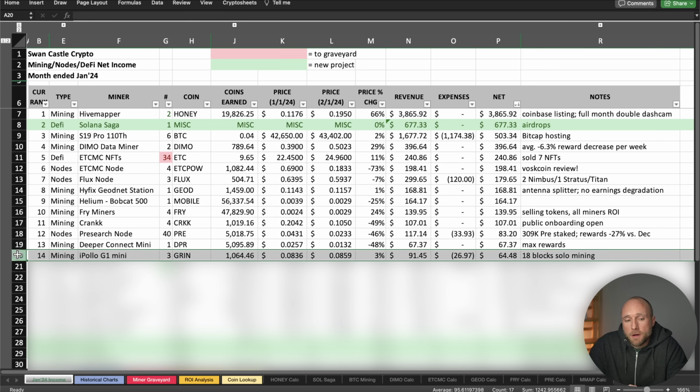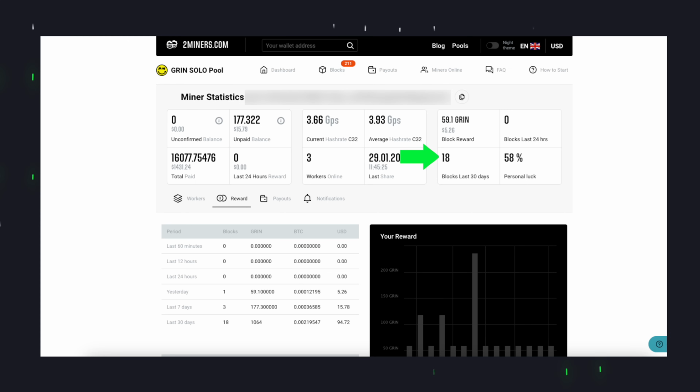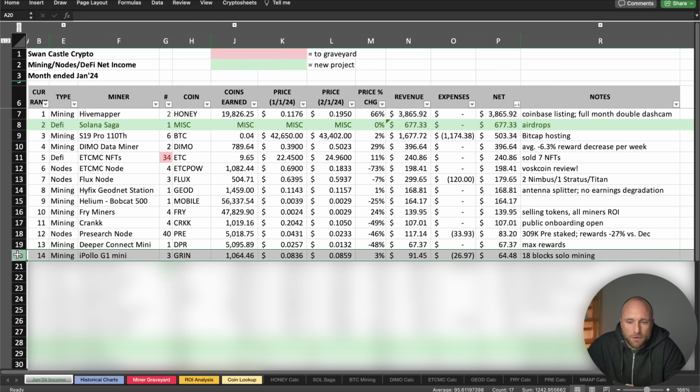Number 14 are my three iPollo G1 Minis. I have these all solo mining Grin. This month we found 18 blocks solo mining, which made a net $64 for me for the month. This was actually my first ASIC that I ever bought just over 2 years ago, and it's kind of funny that it's one of the few ASICs I still have on at this point. So a good project for me over the past couple years.